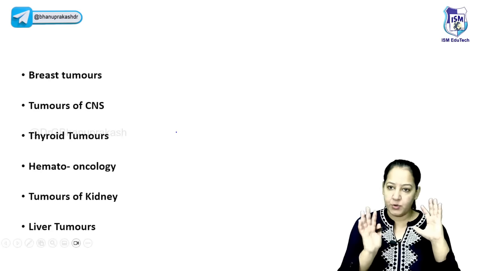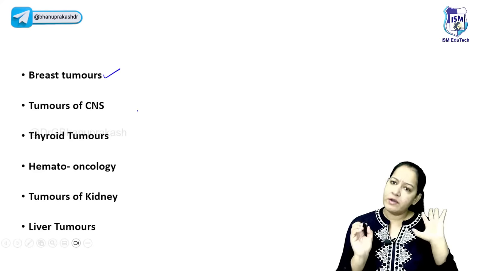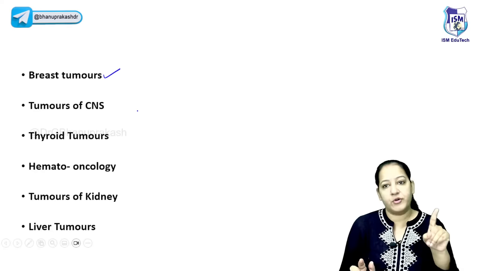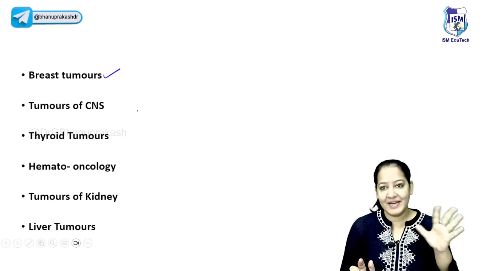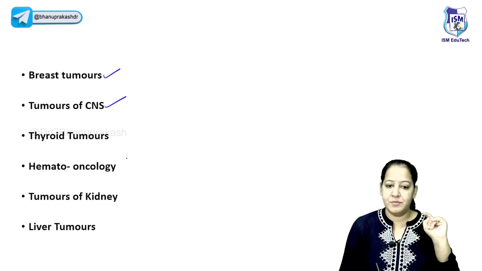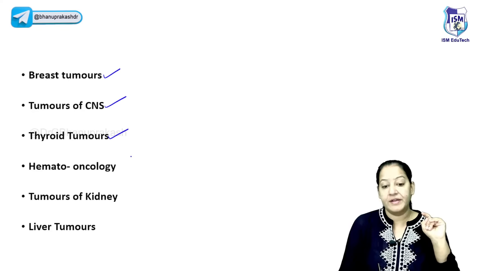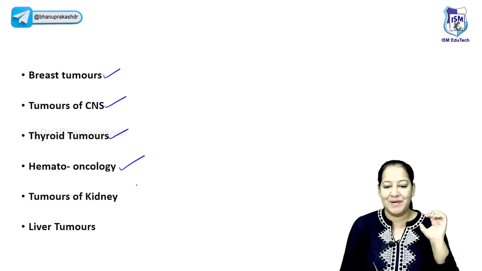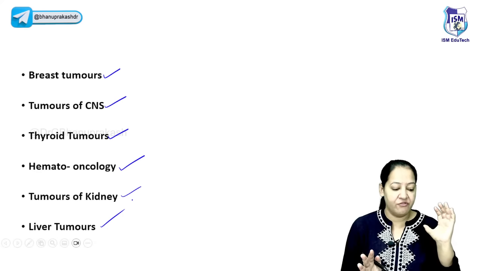Today I have decided to cover these tumors. I will start first with the breast tumor, which is ultra important from the exam point of view. Whatever exam you are targeting, whether NEET PG, FMG, or USMLE, you get many questions from breast cancer. So we will cover all the breast tumors, benign as well as malignant. After that, we will cover the tumors of the brain, the primary tumors of the central nervous system. After that, the thyroid tumors, ultra important. Then we will come to hemato-oncology, in which we are going to cover all the leukemias as well as lymphomas, and then tumors of the kidney and the liver. So this is the section decided for today.